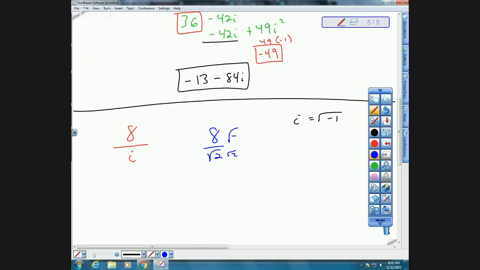You do the square root of 2 times the square root of 2, right? So on this one, i is the square root of negative 1. We can just multiply by i. i times i would be i squared. i squared is negative 1. Well, if I multiply the bottom, now I have to multiply the top. So this would be 8i over negative 1, which is negative 8i.